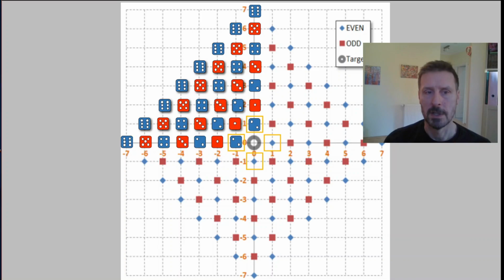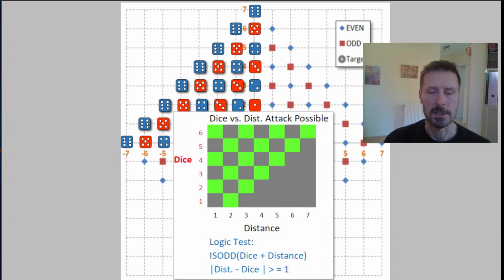Plotting dice roll versus distance and making the subsequent matrix squares green where an attack is possible, we get the following pattern. This leads to a useful logical rule of distance plus dice roll must be odd parity. And the absolute value of the difference between distance and dice must be greater than or equal to 1. One final note before we leave this plot is to note that there are more even dice attack possibilities than odd. Now we are ready to generate an algorithm to find these moves.